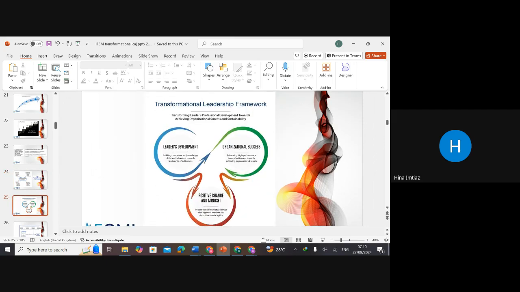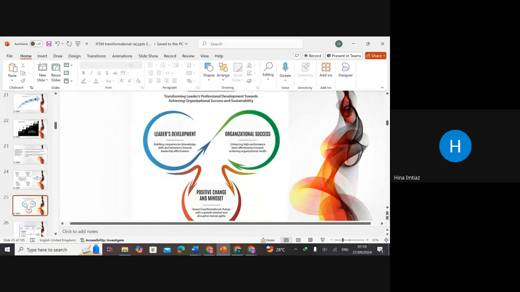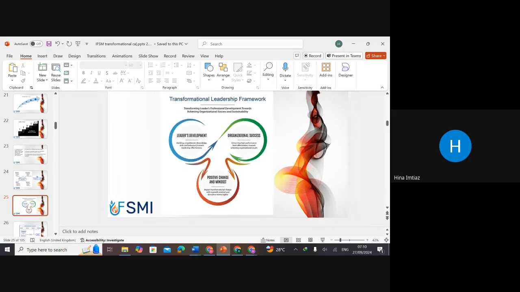So, what is the framework of a leadership? Basically, a transforming leader's professional development means building the competencies, skills, and behavior towards leadership practices, and the person must have a positive change in mindset. Only then can you enhance the high performance of the team and its effectiveness toward achieving the organizational results.